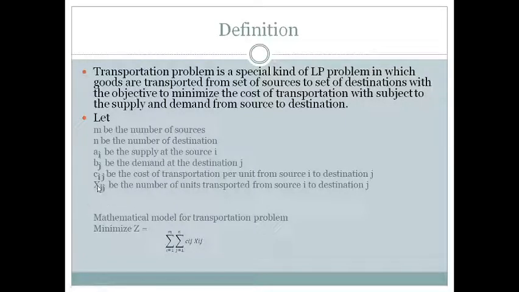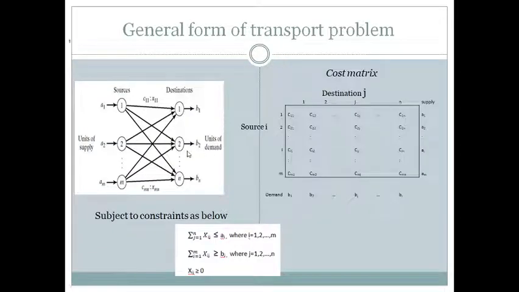These are the notations we are going to use in further slides for a better understanding of the problem. The mathematical notation of this transportation problem is given by: minimize Z equals the summation of i equals 1 to m, and again the summation of j equals 1 to n, of c of ij times x of ij. So this is the mathematical notation that represents the transportation problem. Okay, so the next is the general form of the transportation problem.